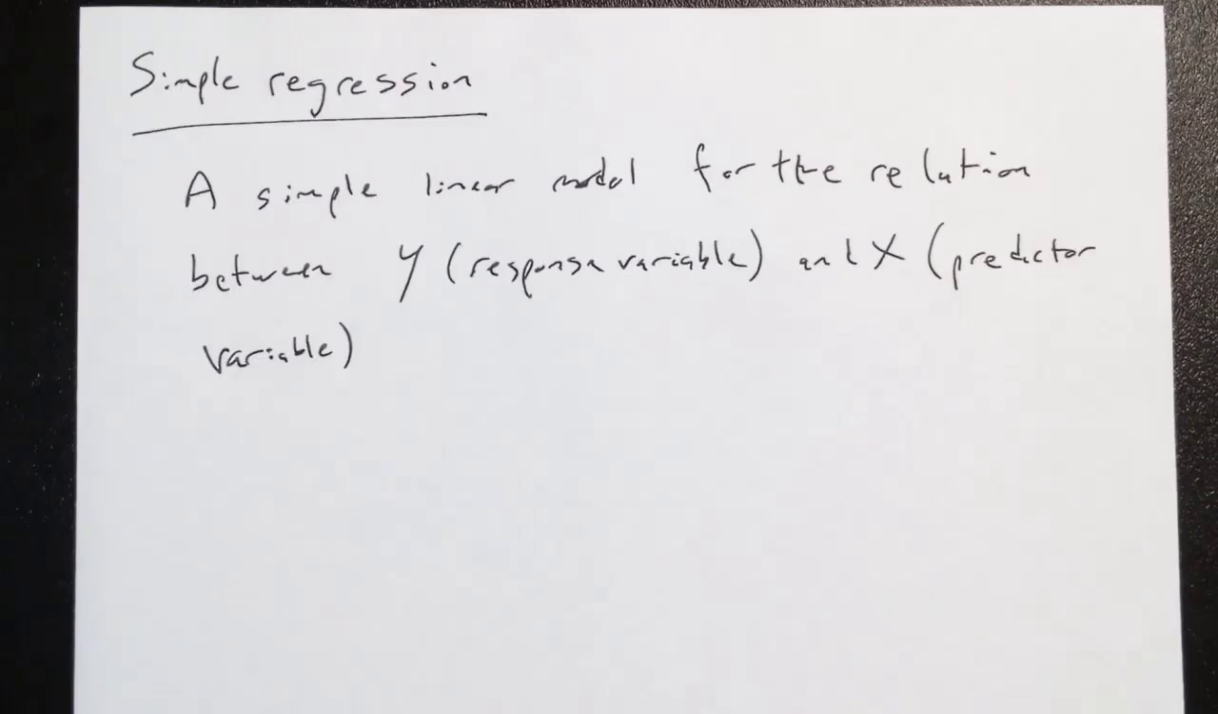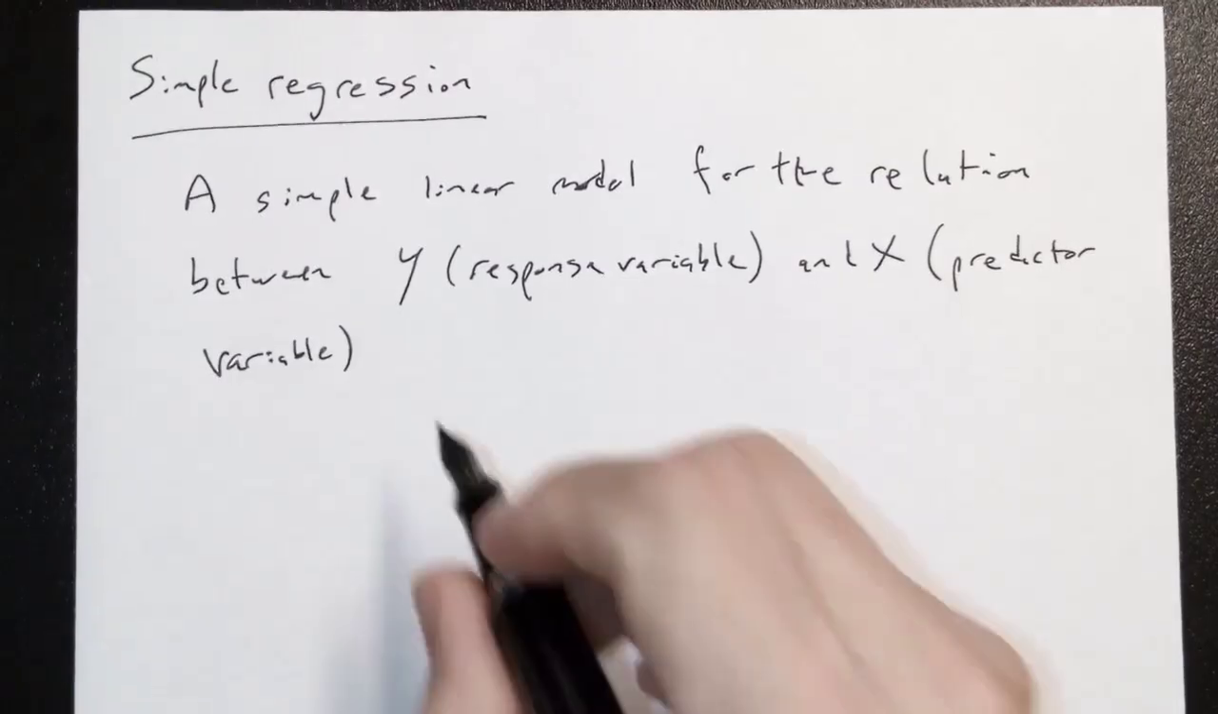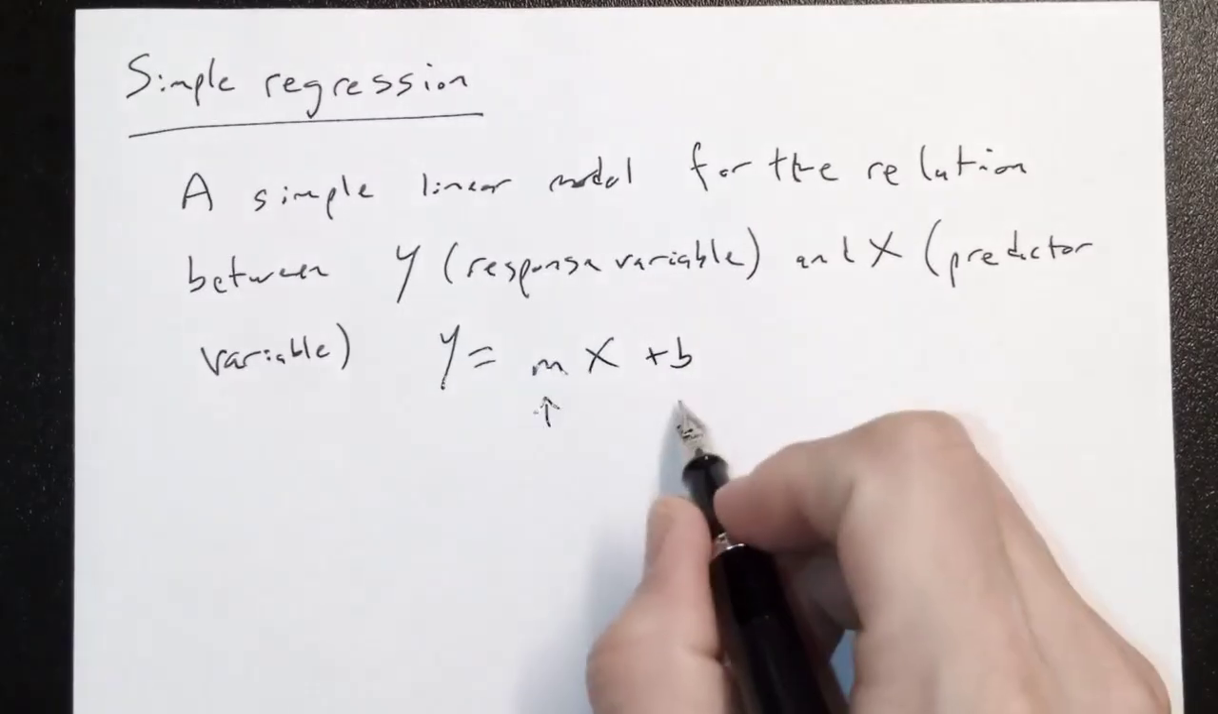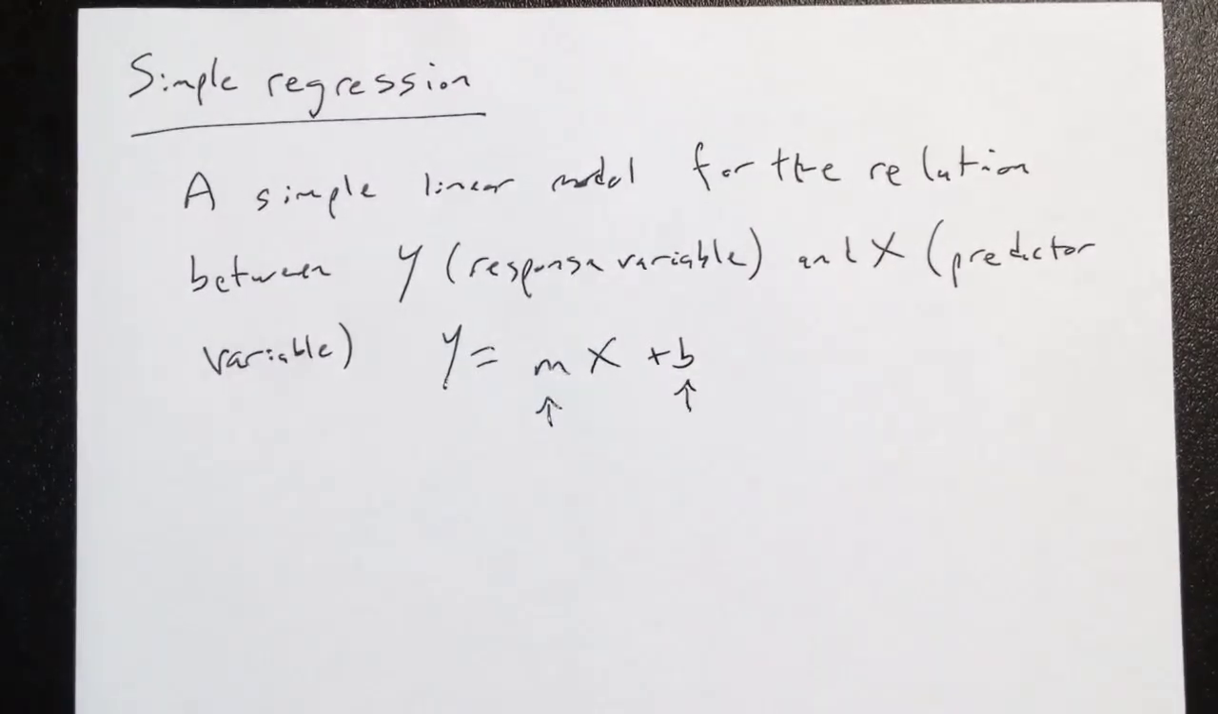Algebra class was a long time ago. It's the equation for a straight line. Right. What are m and b?